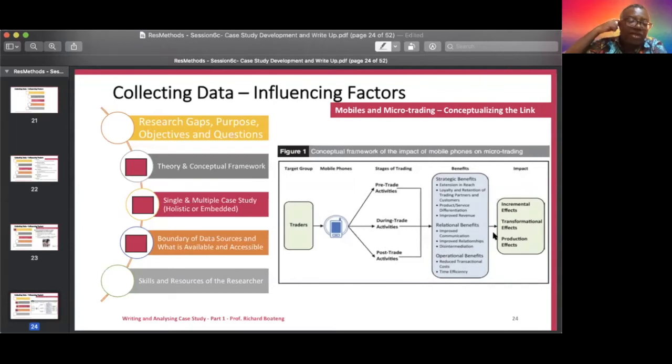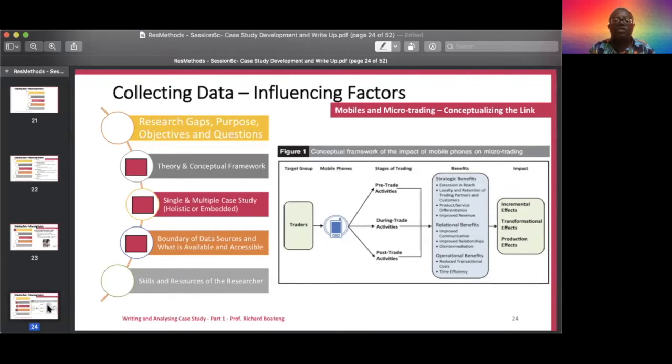Now, looking at the framework, I could do a single case in which I focus on one market woman and ask her questions about stages of trading. I can also ask questions about benefits, and I can also ask questions about impact. But to be able to corroborate my findings, compare, and get validity in my work, I could compare two cases. Like we saw in that case, I could collect data on stages of trading, benefits and impact for case A and case B, and after that compare them in my discussion. Okay, so that will be for the conceptual framework.